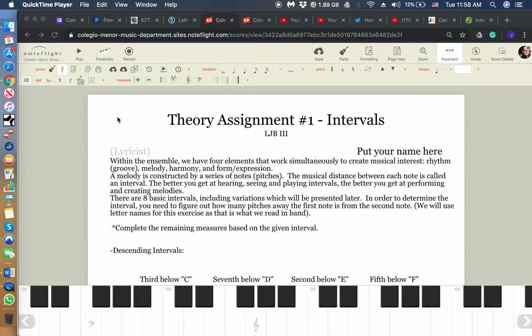Video tutorial on theory assignment number 1, which is intervals. Specifically, I'm going to cover the theory and construction of how to write them and how to read them using musical notation. I'll try and keep this video as brief and concise as I can. I'm going to break it up into 3 parts, and you can always go back and review any one of the sections that you didn't understand or need clarification on.